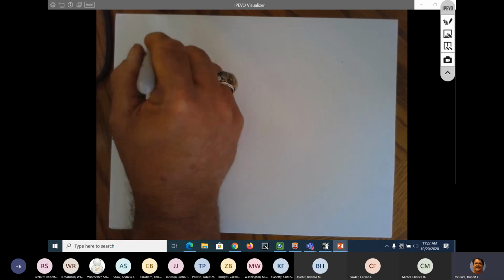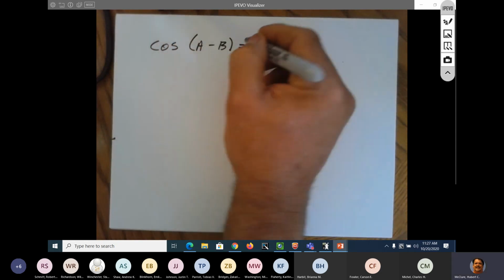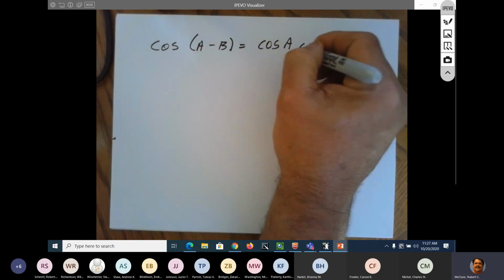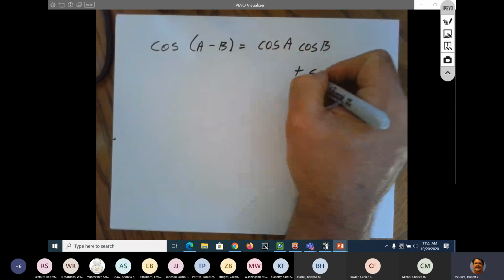And I'm not going to show you how you derive it, but it comes from the unit circle. Anywhere on the unit circle from the center, you have cosine and sine. If you derive the cosine and the sine, you get something to the effect of cosine of A minus B is equal to the cosine of A times cosine of B plus sine of A times the sine of B.